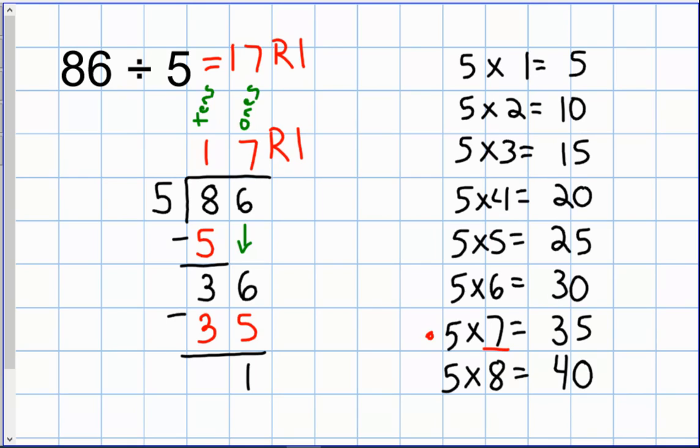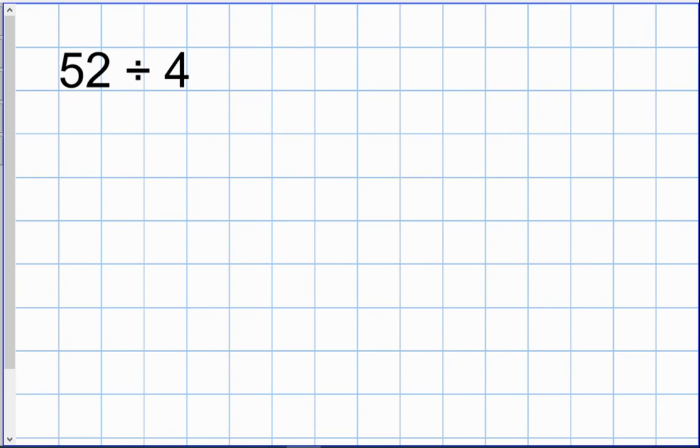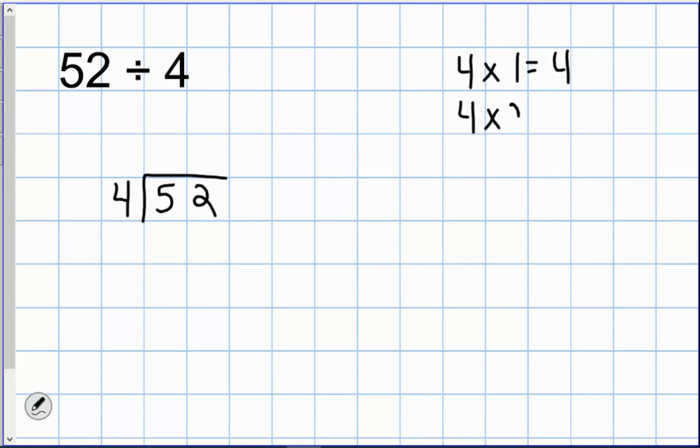You got one more in you? Let's do one more. 52 divided by 4. All right. So I'm going to build this and put the 52 in here and the 4 over here. And how well do you know your 4s? 4 times 1 is 4. 4 times 2 is 8. Oh, that's already too big, right? We're trying to see how many 4s we can get into 5.